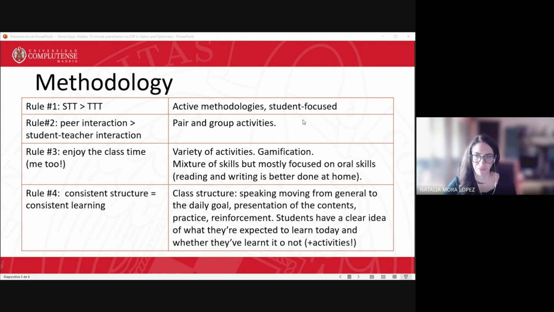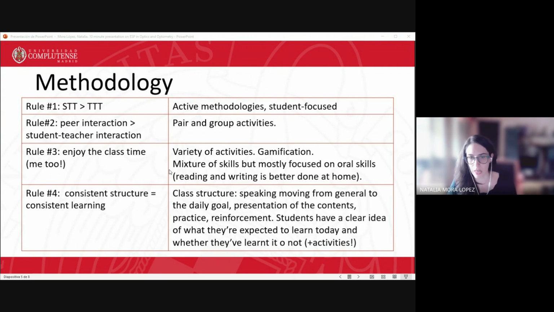Rule number 2, peer interaction is more important than student-teacher interaction. So I try to give more time to peer interaction. So it's not me talking to students or students talking to me, but students talking to students and doing something together. So we have a lot of pair and group activities. Rule number 3, enjoy the class time and make it new. I think that's very important. If I do the same every year, every day, I get tired. And I think the students get tired too. They are not going to be the same students every year, obviously.